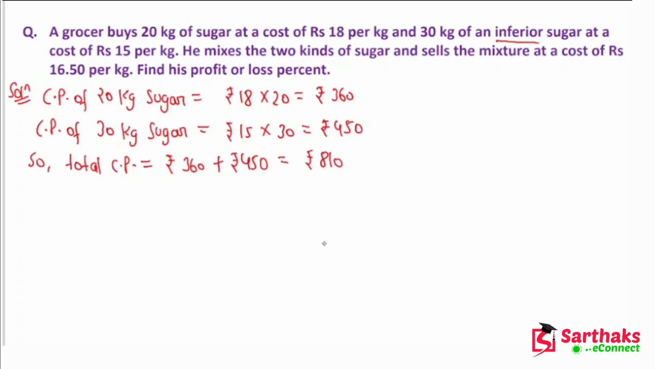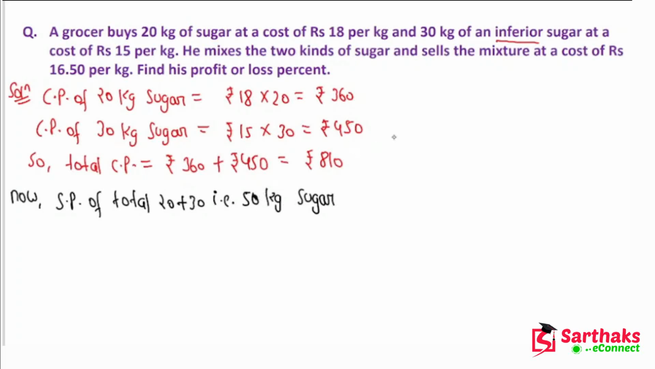Now let us see what is the total price he will get after selling the sugar. Now total sugar he has to sell has become 50 kgs, right? So let us calculate the selling price. Now SP of total 20 plus 30, that is 50 kg sugar.